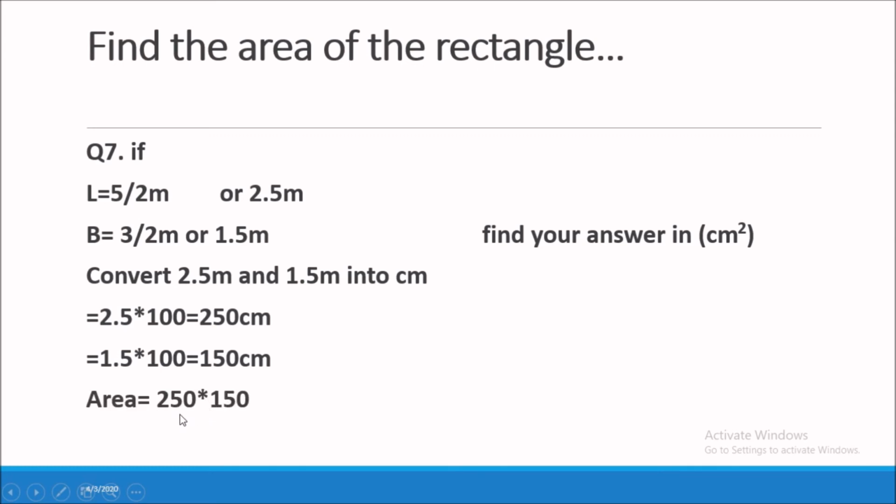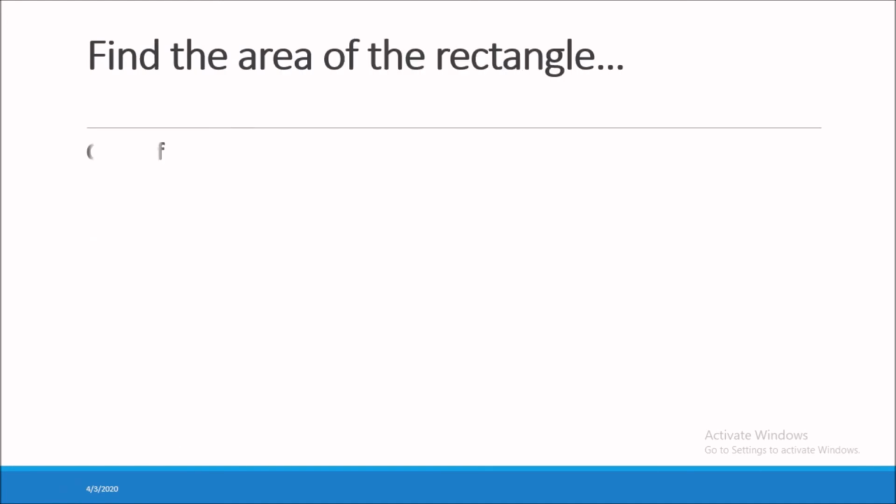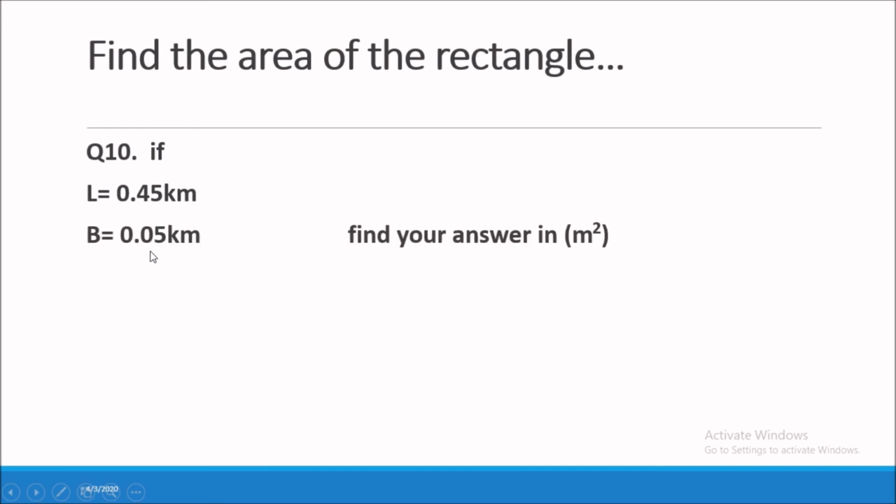So we will multiply 250 multiplied by 150. We got 37,500 centimeters square. Next question says, if the length is 0.5 kilometer and the breadth is 0.05 kilometer, find the answer in meter. Is kilometer bigger or meter bigger? Obviously kilometer is bigger than meter.